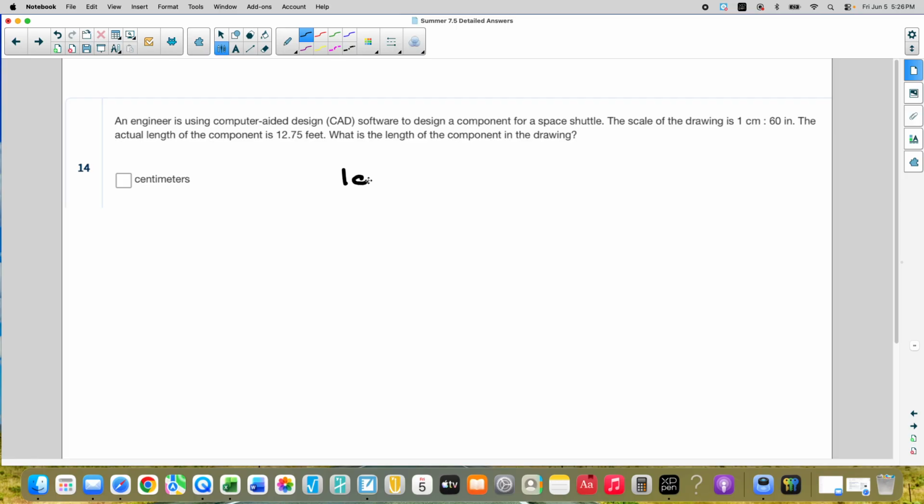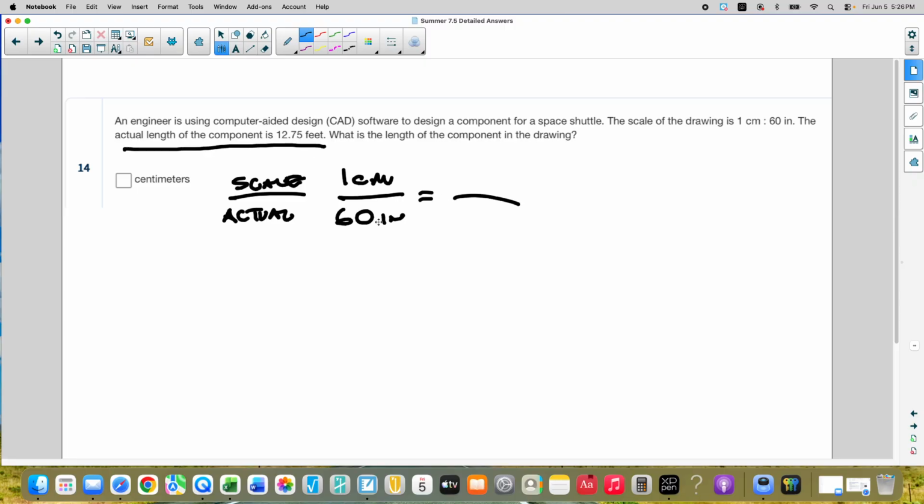So 1 centimeter is equivalent to 60 inches. So this is scale and this is actual. So we are given this. This is the actual length. Now notice my scale is in inches, but this is in feet, so 2.75 feet. We know that there are 12 inches in every foot.